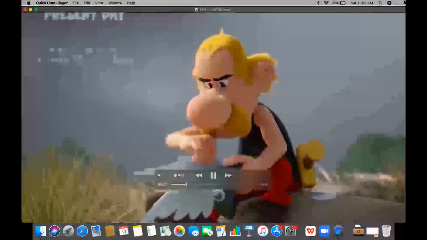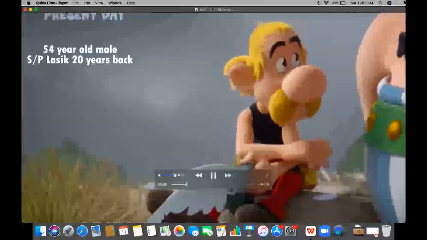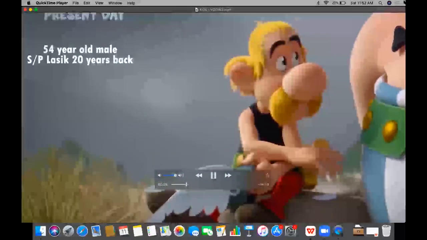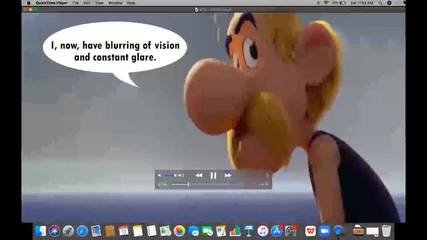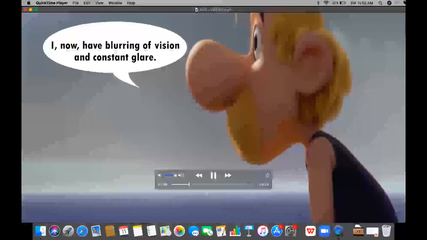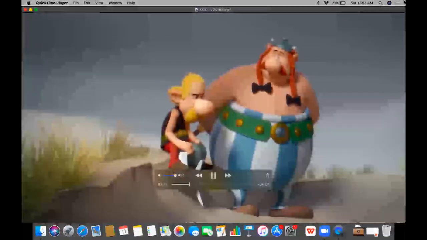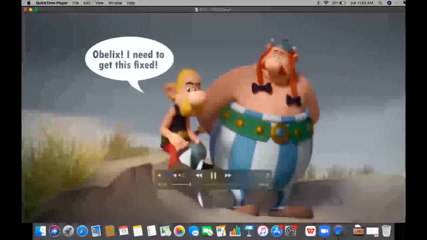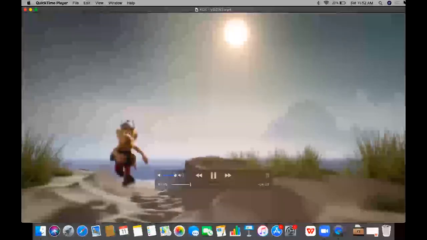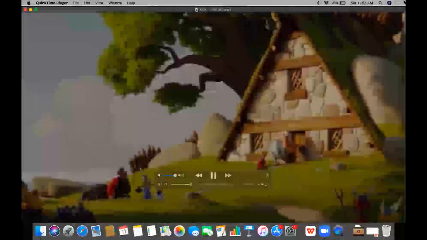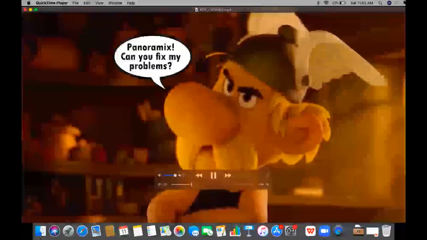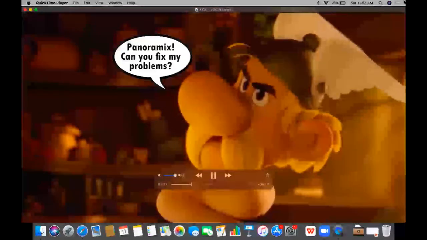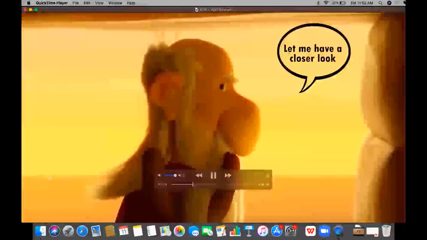Let us now see a similar case of a 54-year-old male who underwent LASIK 20 years ago and is now presenting with blurring of vision and persistent glare. Bellix, I need to get this fixed. Panoramics, can you fix my problems? Let me have a closer look.